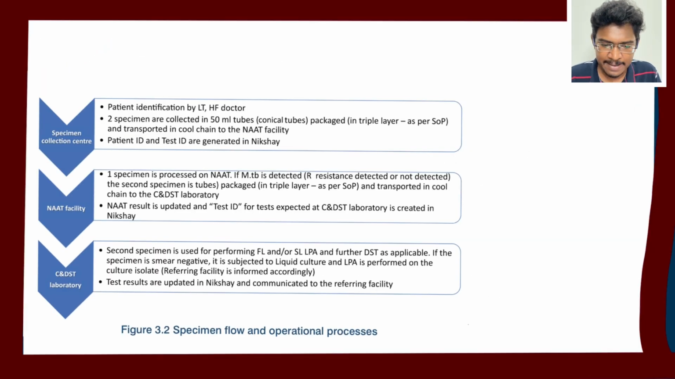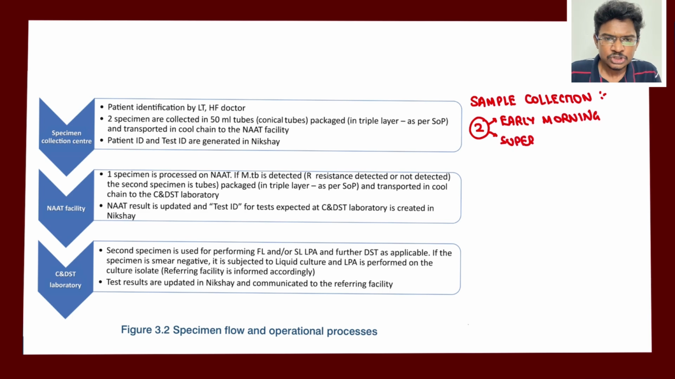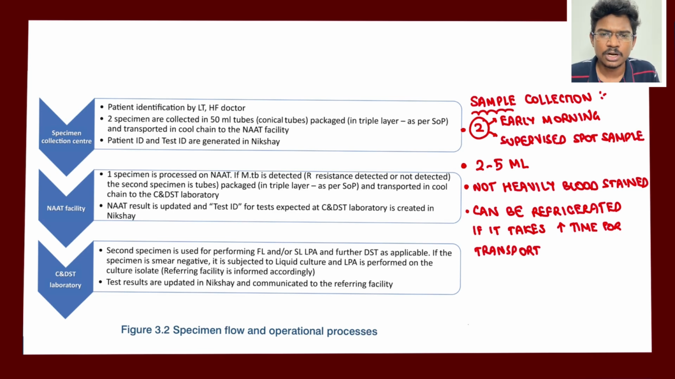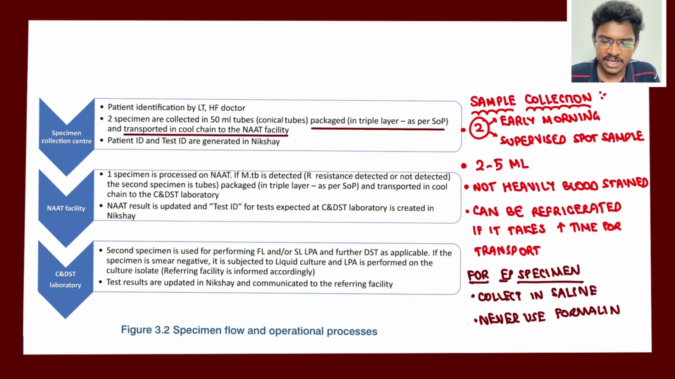Yes, so how are the samples collected first? This you should know. First, 2 samples they usually will take. One is the early morning sample, and the next is the supervised spot sample under your supervision. 2 to 5 ml should be collected. Not much blood contamination should be there, as it can lead to erroneous results. It can be refrigerated if it takes longer time for transport. And for extrapulmonary specimen, always collect in saline. Never use formalin. It will kill the mycobacterium.